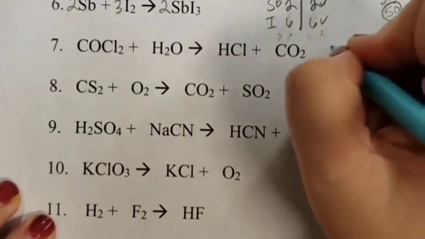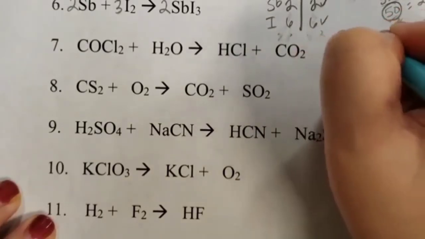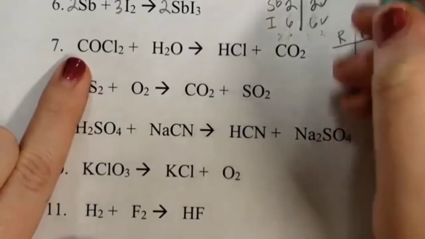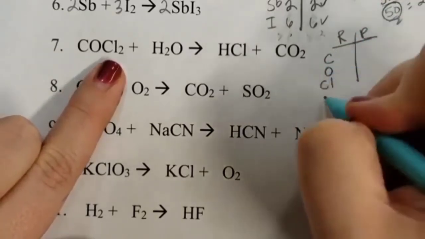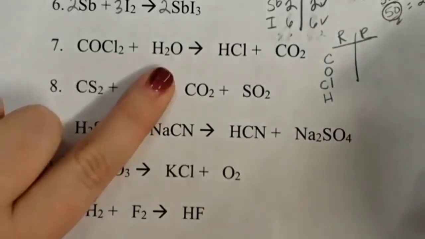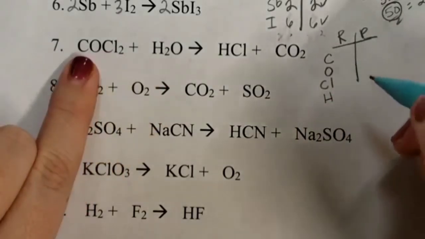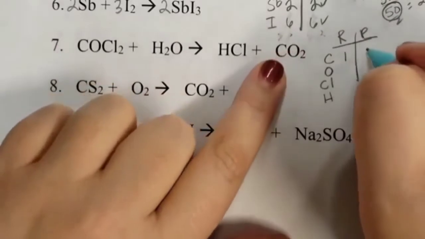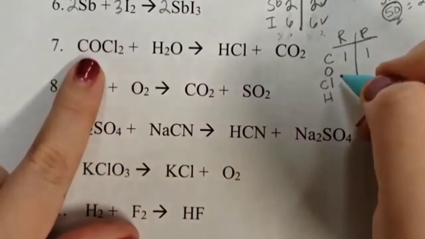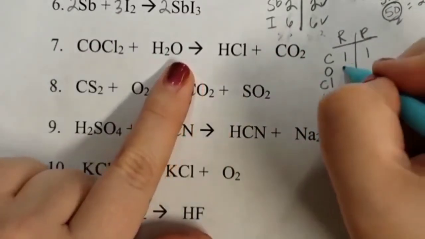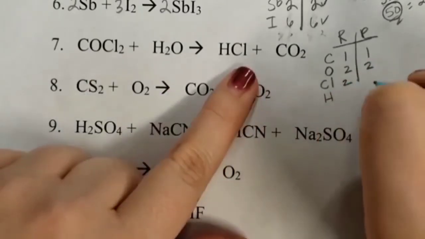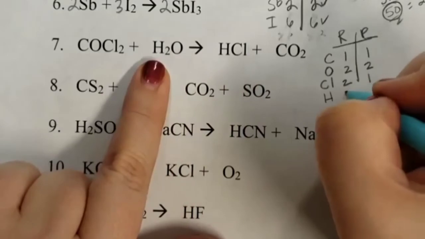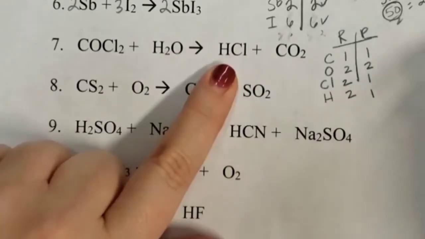So I'm going to make my chart. I have my reactants and my products. So I have carbon, oxygen, chlorine, and hydrogen. Okay, so for C on this side I have 1, C on this side I have 1, O on this side I have 1, 2, on this side I have 2, Cl I have 2 on this side and I have 1 on this side, H I have 2 on this side and 1 on this side.